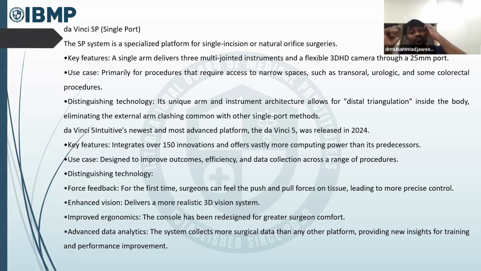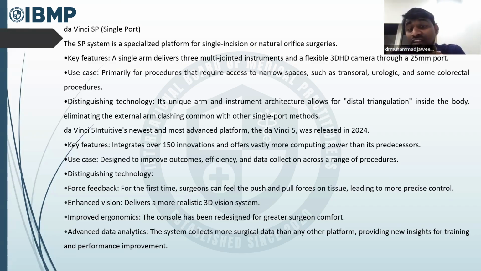So the Da Vinci 5 came into the picture in 2024. It is a more recent advance, in such a way that it integrates 150 innovations and offers vastly more computing power. AI, artificial intelligence, came into the picture in 2024, in such a way that a single procedure within 30 to 35 minutes you can complete very easily because of the single port system, single camera, single port, multiple arms in a single 25 mm port. Only a single arm you can use, and you have a lot of well adaptable technology.